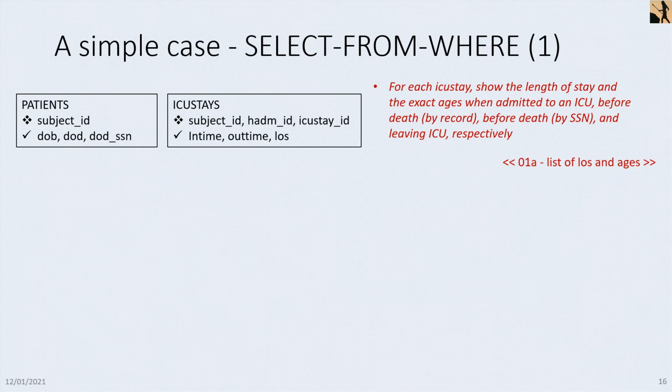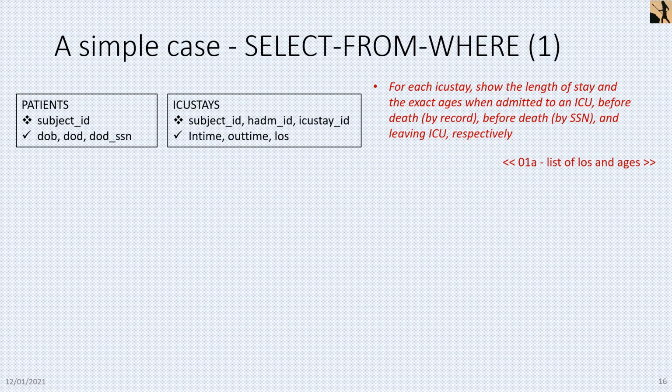Okay, so to start with, this is a simple select-from-where query. For each ICU stay, we would like to show the length of the stay and the exact age of the patients when they are admitted to the ICU, or before death by the record, meaning by the system or by the Social Security organization, and the time they leave the ICU respectively.